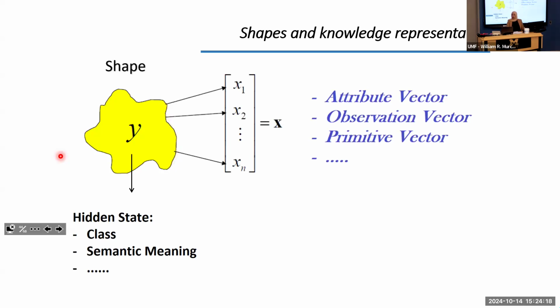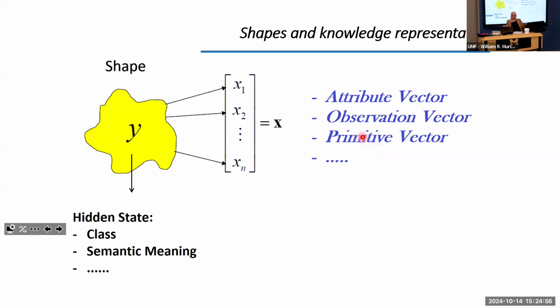And to represent things, we always use the tool, which is maths. So if you have your shape, you can represent it with a number of attributes, okay? So the class could be one attribute, or for example, the color could be one attribute, the height one attribute, dimensions, I don't know, whatever is possible. And additional information to describe a given shape or a given thing is called its vector: attribute, observation, or primitive vector.